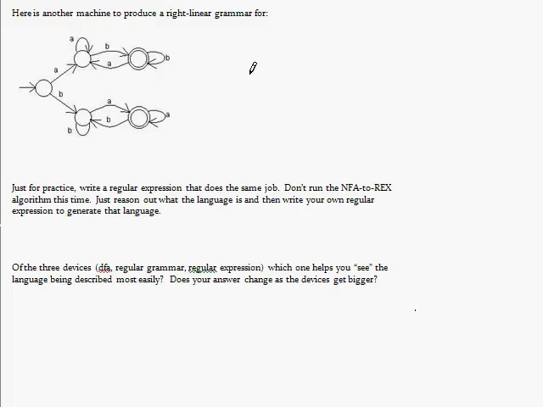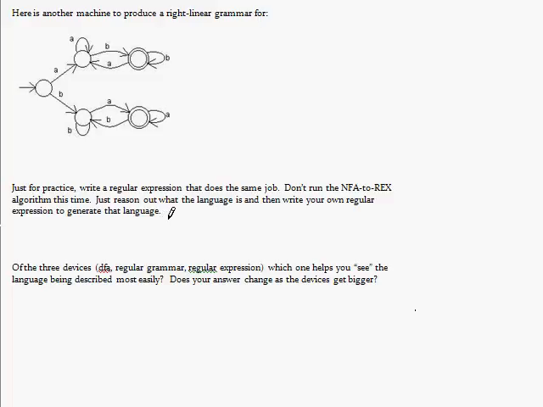Okay, this is the last part of our worksheet for today. This is a machine for you to practice on. What you want to do is label your states with capital letters, whatever letters you wish. Write down the rules of the grammar. And then just for practice, look at this machine, figure out what it's doing, and write a regular expression that does the same thing. Now don't trouble yourself with running that NFA to Rex algorithm.